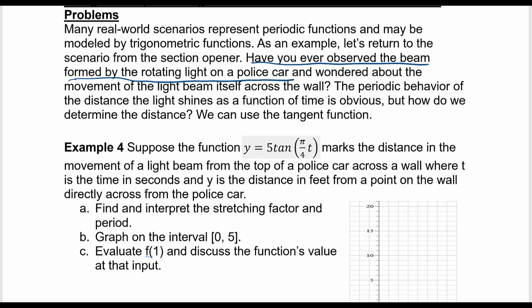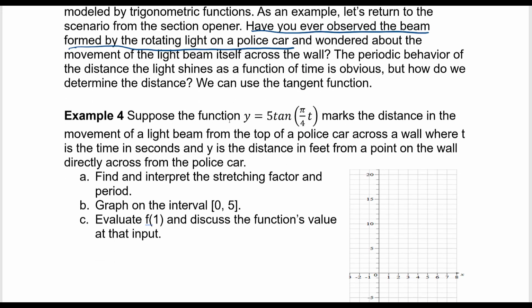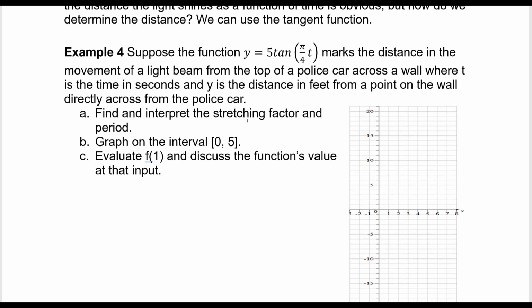We can use the tangent function. So suppose y equals 5 tangent of pi over 4 t marks the distance in the movement of the light beam from the top of the police car across a wall, where t is the time in seconds and y is the distance in feet from the point on the wall directly across from the police car. Find and interpret the stretching factor and the period.